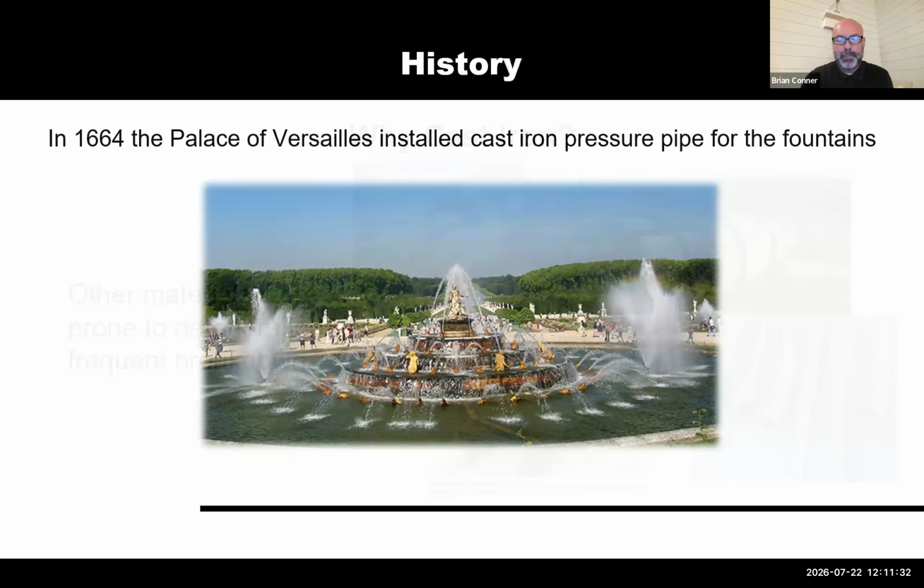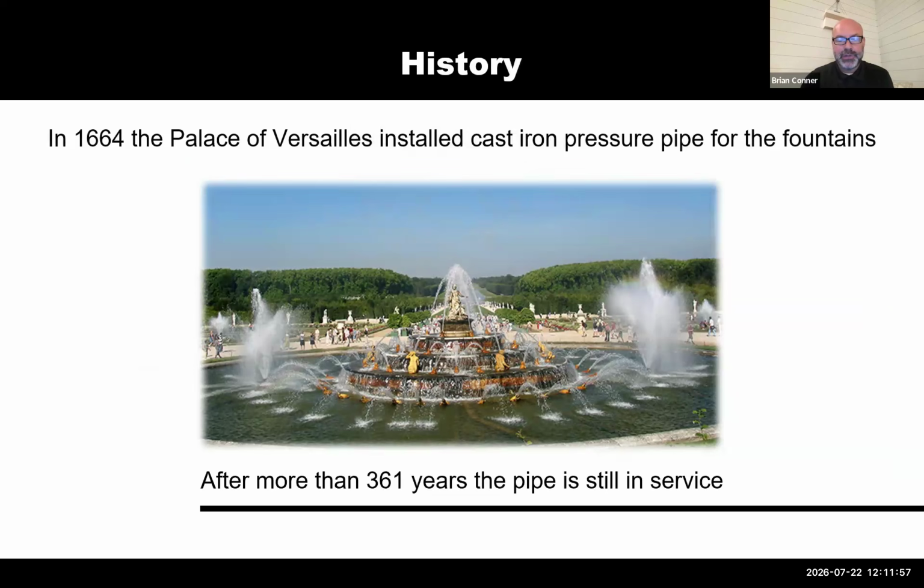Here's something that I put in place because I knew everyone would recognize it. It's the Palace of Versailles. And King Louis actually ordered that 15 miles of cast iron pipe be installed to power this fountain. And that was in 1664. The reason that I'm including that is that after more than 360 years, that pipe is still in service. So what a great history lesson for how durable cast iron can be.